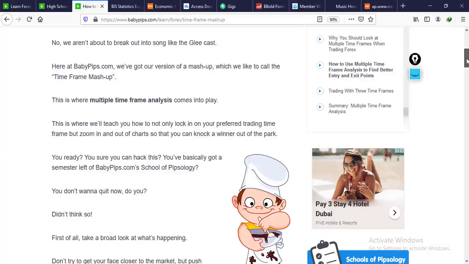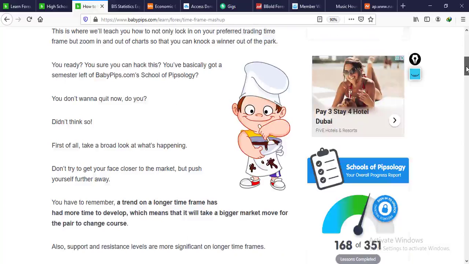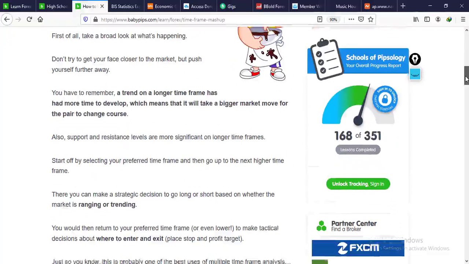Okay, they're going to teach us how to lock in our preferred trading time zone, zoom in and zoom out of the chart so that we know better what we are actually doing. So are you ready? Are you sure you can hack this? You have basically got a semester left of Babypips School of Pipsology. So do you want to quit now, or do you want to continue? Well, I think you want to continue as well.